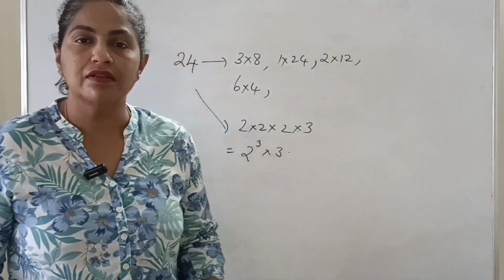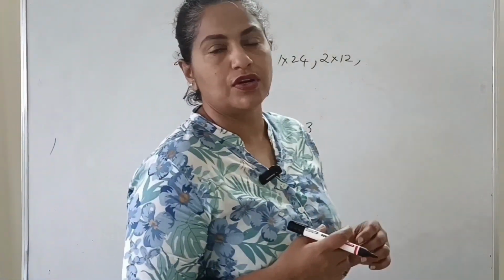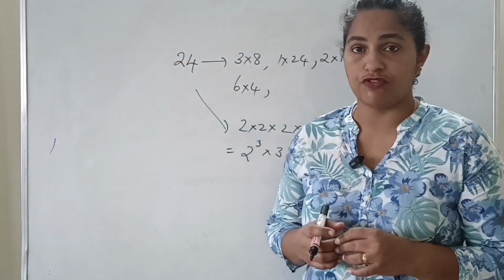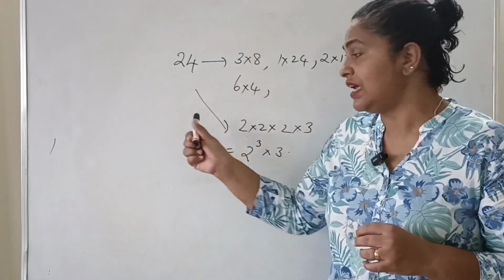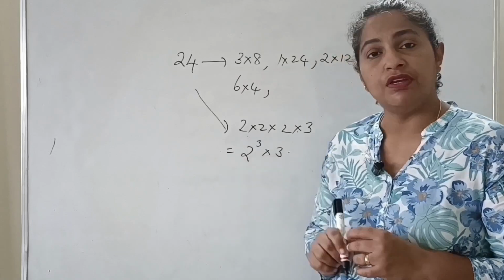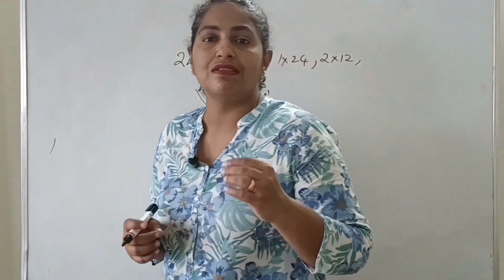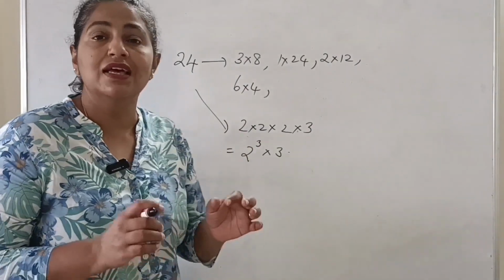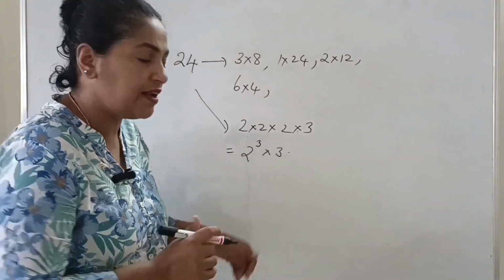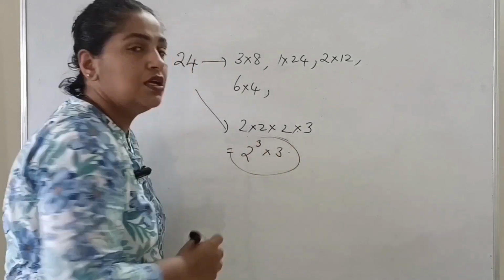Here I have taken a very simple composite number, which is 24. Look at the way in which I have factorized 24. Here you can see I have written 24 in this way, and here I have written 24 like this. What is the difference between these two forms of factorization? In this case, you can see that the numbers in the factorization are all prime numbers.